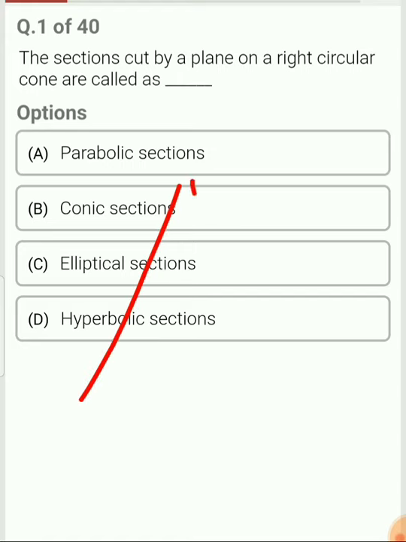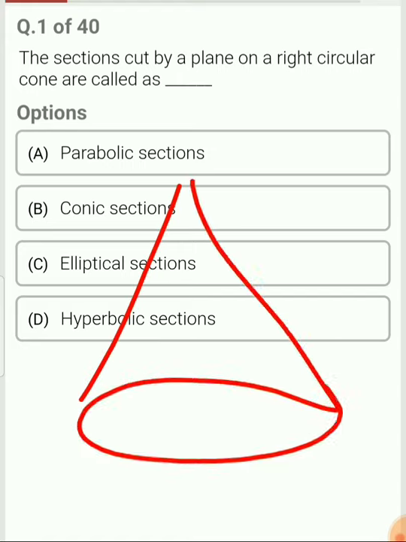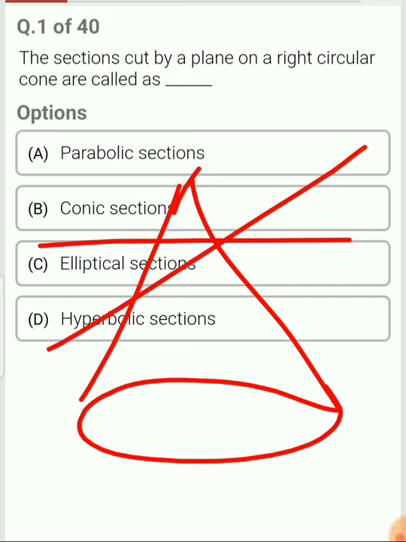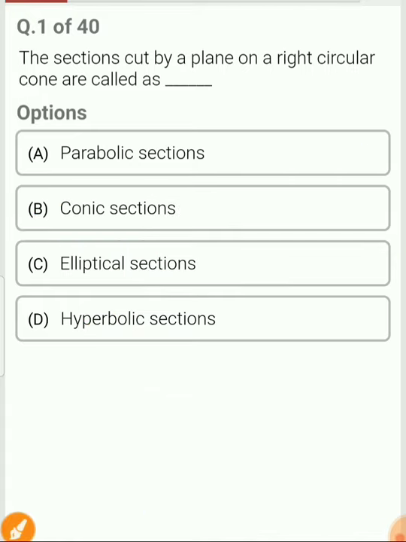We have a right circular cone. A section which is to be cut on the cone could be anyway. Suppose if we cut the cone parallel to the axis, or if we cut the cone at a particular angle or at any other angles. So in this case, whatever the shape which you will get can be considered as the conic section. Now let us understand which kind of shapes you can get.